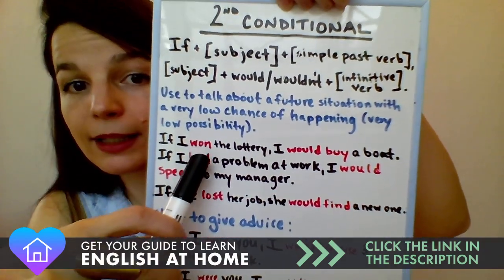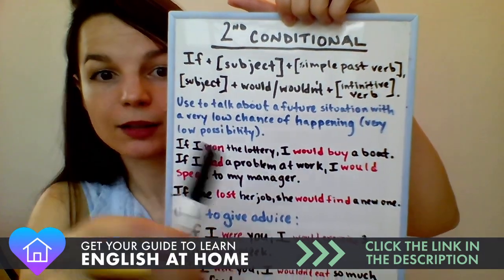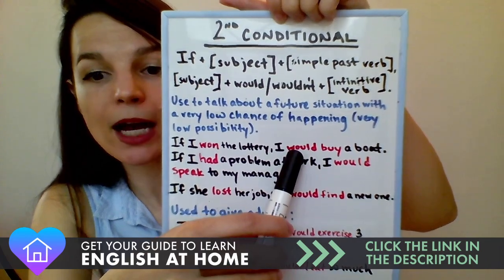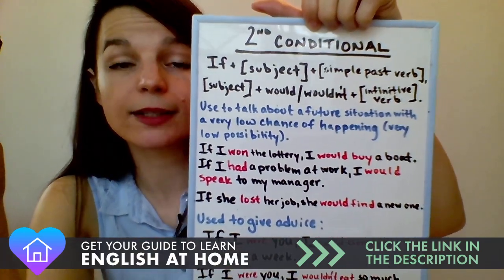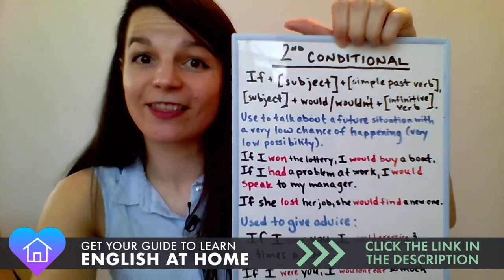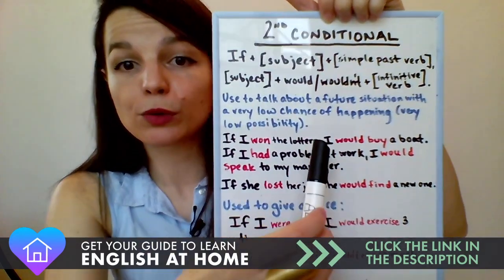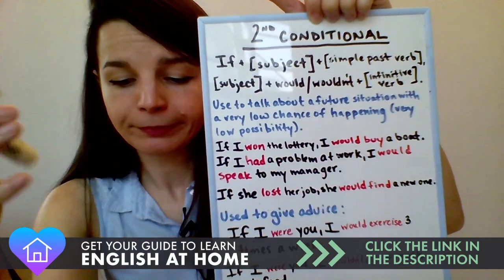This won is the simple past form of the verb win. So if I won the lottery, I would buy a boat. You cannot use will here. Will is incorrect. If I won the lottery, I will buy a boat. That is incorrect, and that's a mistake I see lots and lots of learners make. Please use would here. We cannot use will or won't.